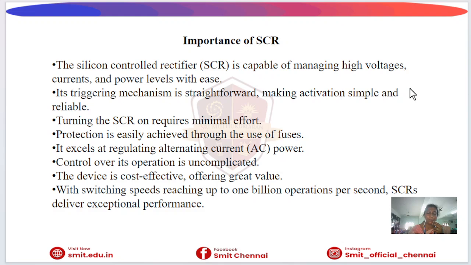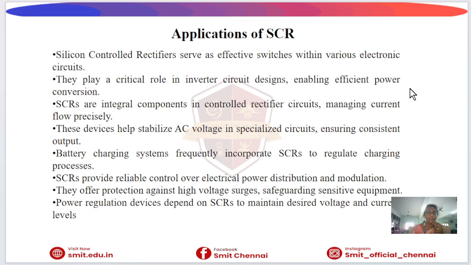The next one is the applications of SCR. In electronic switching, the SCR acts as an on-off switch, so it is used in power control circuits. Next are controlled rectifiers. They convert AC to controlled DC and are used in DC drives, industrial equipment, and inverters. What does an inverter do? It converts DC to AC, so it is also used in UPS systems.